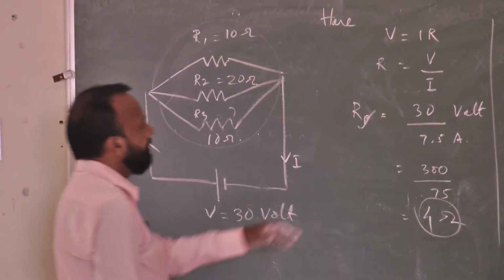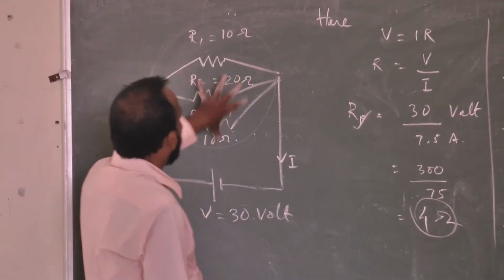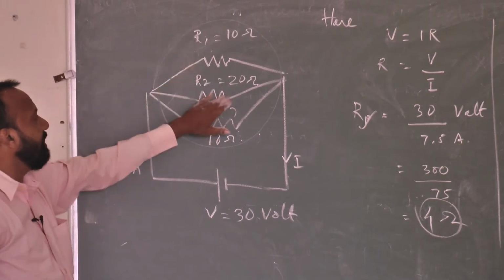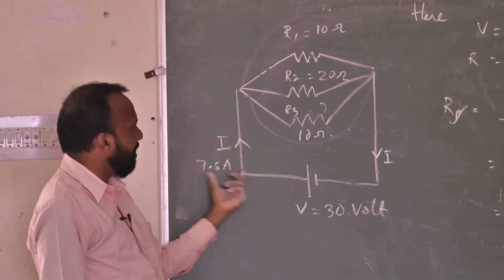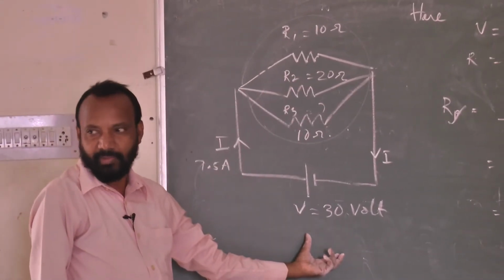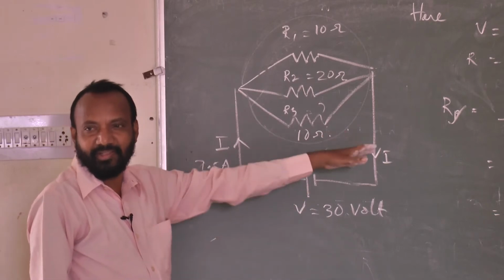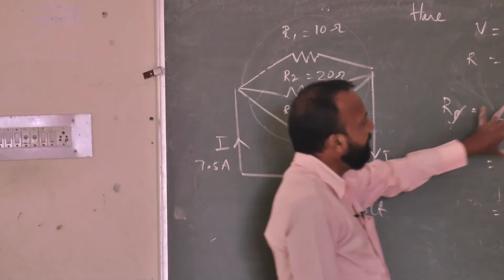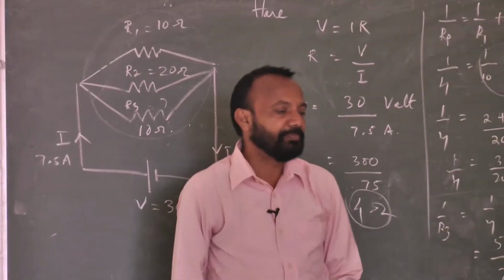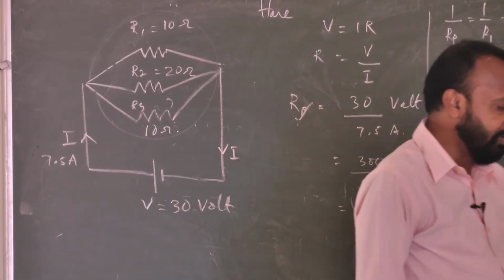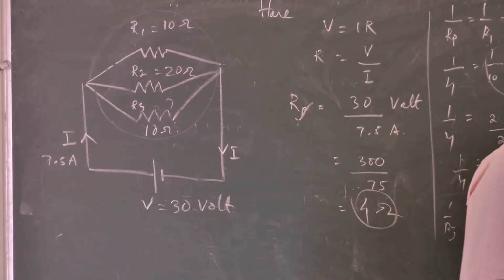So when I got this resistance as total, that is the effective resistance for R1, R2, R3, by using this current and voltage, I got this R3, Rp, and I have used this formula for this. This is also a very good example for this.